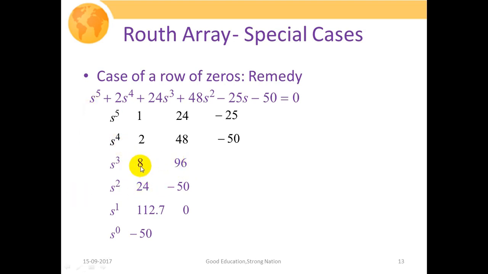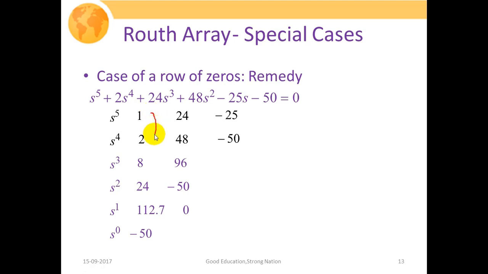The next element turns out to be 8 times 48 minus 96 into 2, divided by 8, which is 24. Then 8 times minus 50 minus 2 times 0, divided by 8, turns out to be minus 50. Similarly we complete our Routh table as we did earlier. Now, to check the stability of the given system's transfer function or the given polynomial, we analyze the first column of the Routh table. We try to find the number of sign changes in the first column.